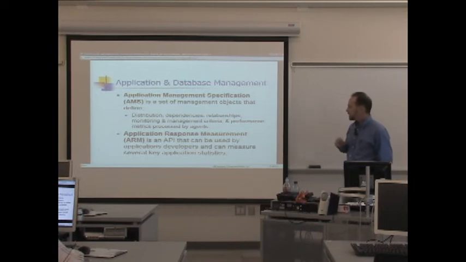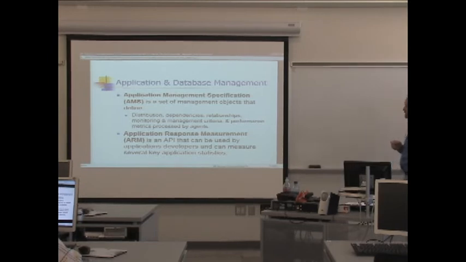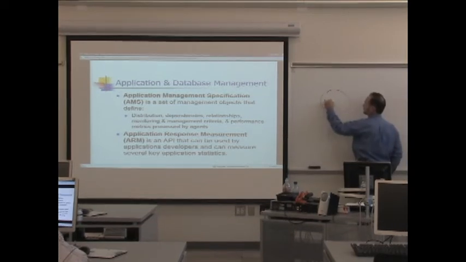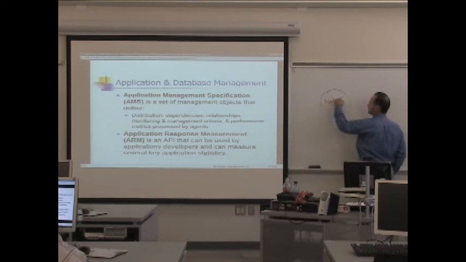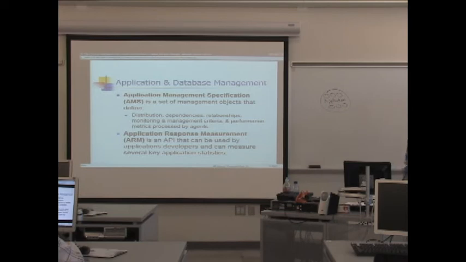And then we have Application Response Measurement, or ARM. This is an actual API that can be used by our application developers so that we can measure several key application statistics. So think of it as the objects being built into the software. So this is our application. We have all these objects that are built into the application that record information or allow us to record information about various components. So those are the application management specification items, the AMS objects.